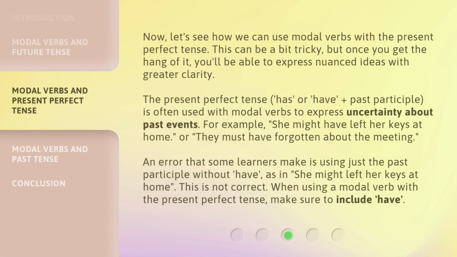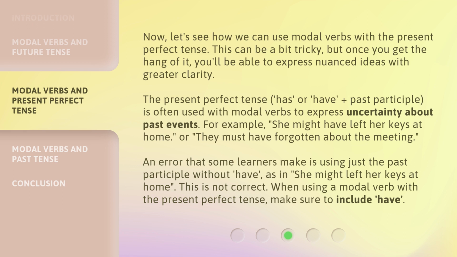Now, let's see how we can use modal verbs with the present perfect tense. This can be a bit tricky, but once you get the hang of it, you'll be able to express nuanced ideas with greater clarity. The present perfect tense, has or have, plus past participle, is often used with modal verbs to express uncertainty about past events. For example, she might have left her keys at home, or they must have forgotten about the meeting.